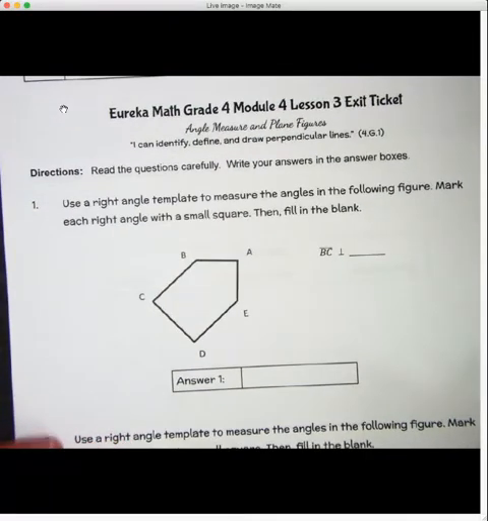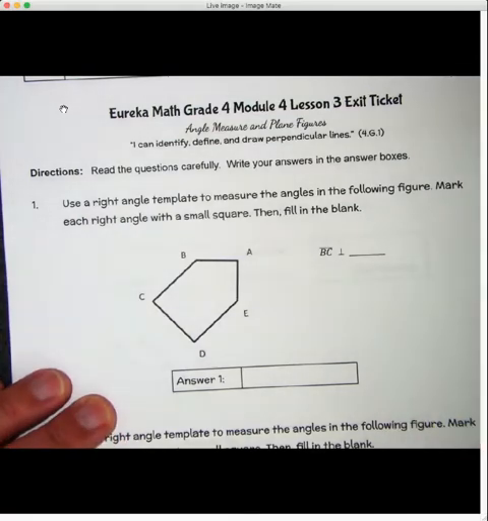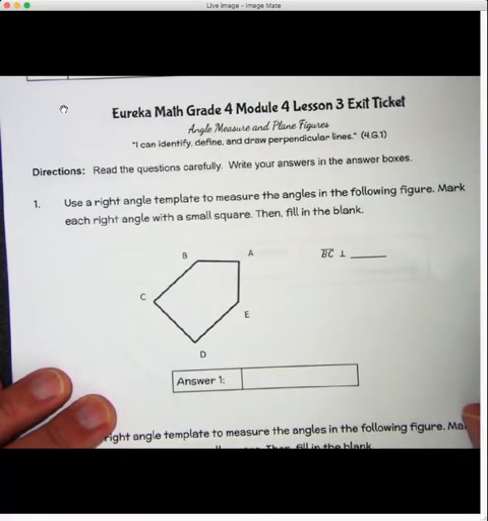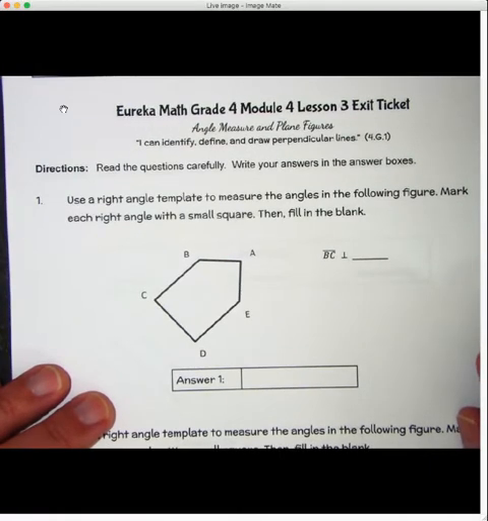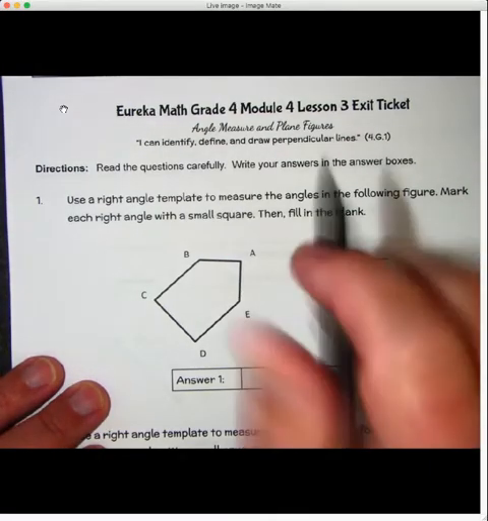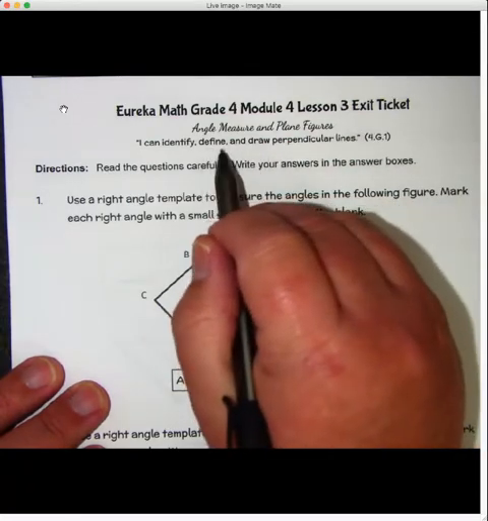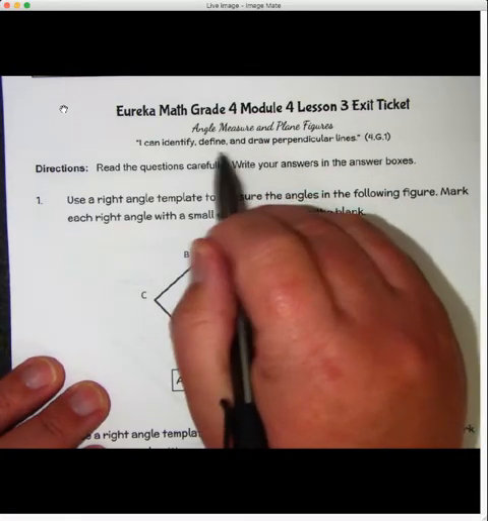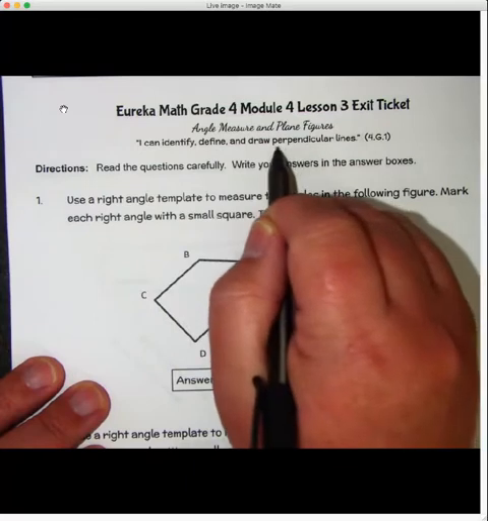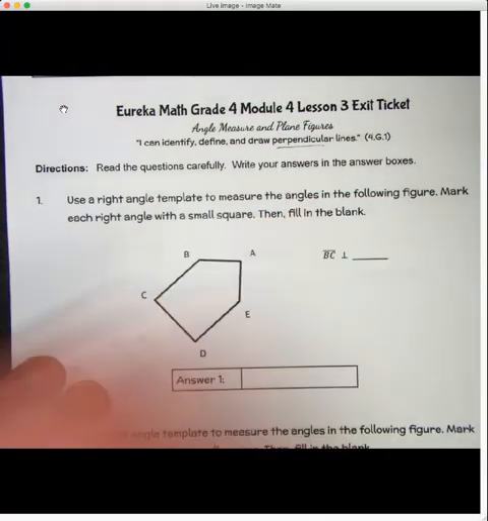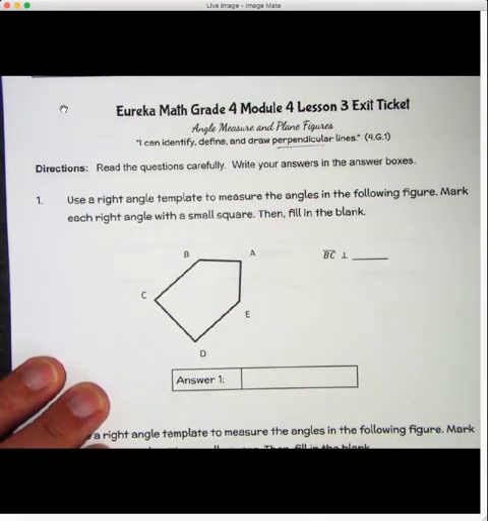We've looked at points, lines, line segments, rays, angles, and then we decided if those angles were right angles, obtuse angles, or acute angles. And today we're going to do something with lines. We're going to try to identify, define, tell what they mean, and draw. This is a big word. This word is perpendicular. Perpendicular lines.